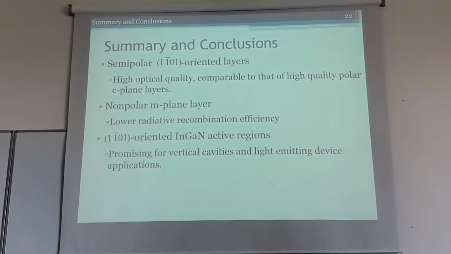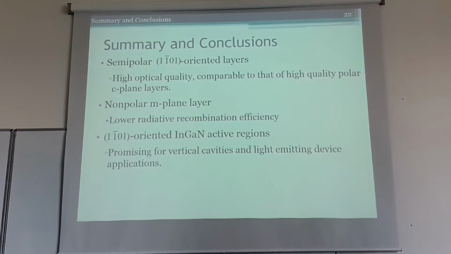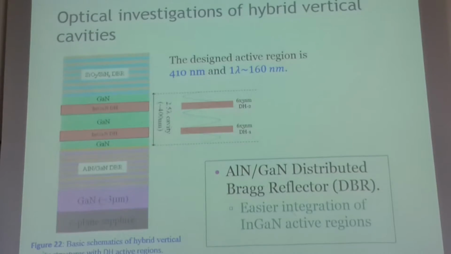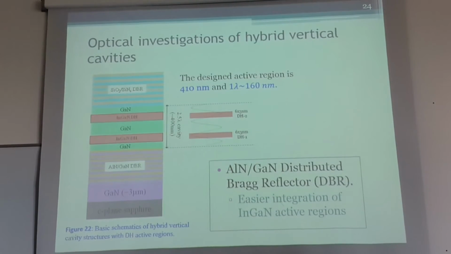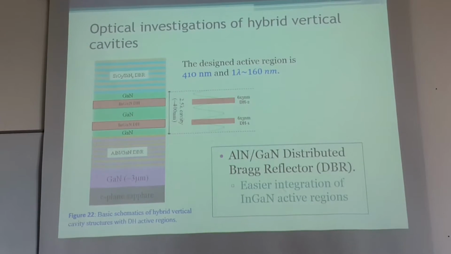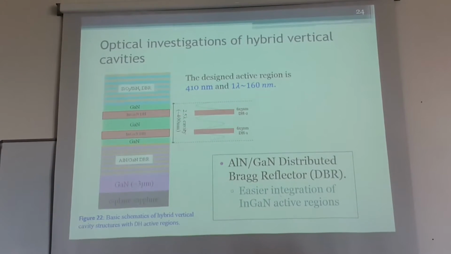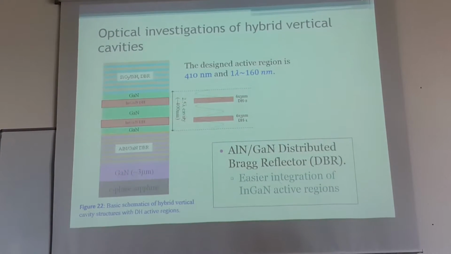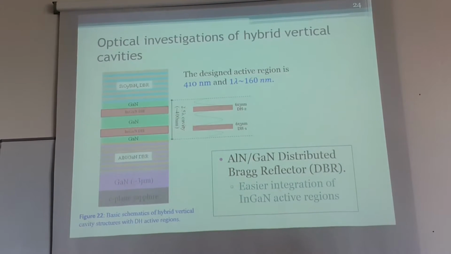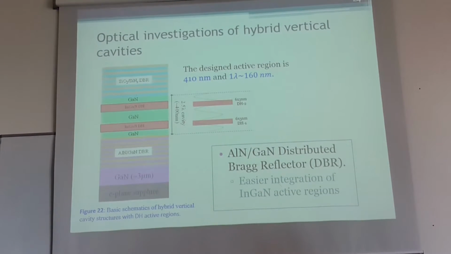So if we summarize this section, we can say that semipolar substrates as well as InGaN active regions are very promising for future distributed Bragg reflectors and active regions. The active region is sandwiched between these distributed Bragg reflectors. Distributed Bragg reflectors are lambda over 4 thick alternating layers whose refractive index difference gives a broad reflectivity band. I will show those later.